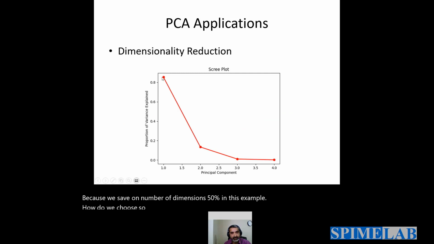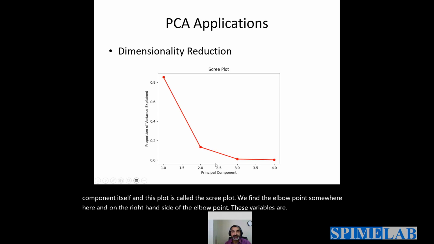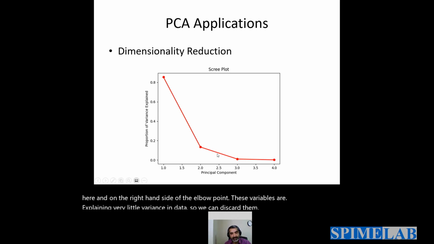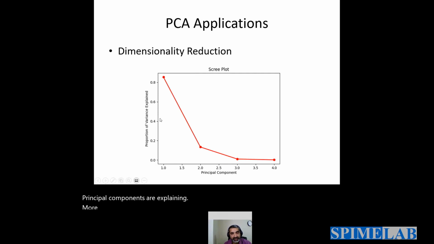So there is a technique. On the y-axis we keep the proportion of variance explained by each component. On the x-axis we put the component itself, and this plot is called the Scree plot. We find the elbow point somewhere here, and on the right hand side of the elbow point, these variables are explaining very little variance in data, so we can discard them. And on the left hand side, these new principal components are explaining more than 95% of variance in data, so we use them in our analysis.